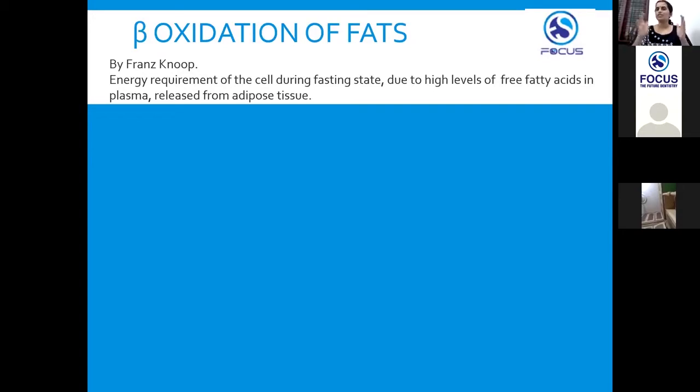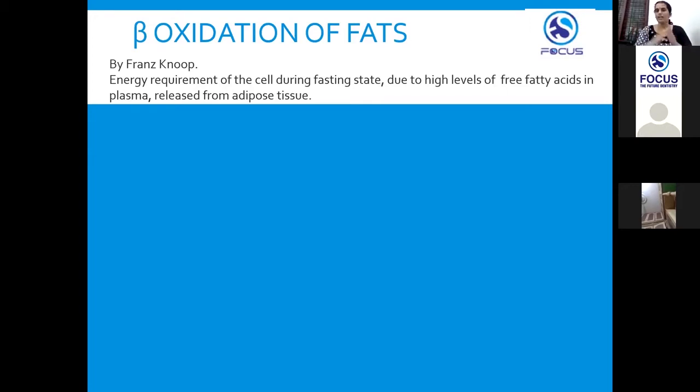There are different types of oxidation: beta oxidation, alpha oxidation, omega oxidation, etc. But beta oxidation is the most common type of oxidation that occurs in our body, so we have to learn about only that. The beta oxidation of fats was described by Franz Knoop. During the fasting state, due to the release of the free fatty acids stored in the adipose tissues into the blood, beta oxidation of fats will be triggered. Beta oxidation of fats usually occurs in 3 stages.